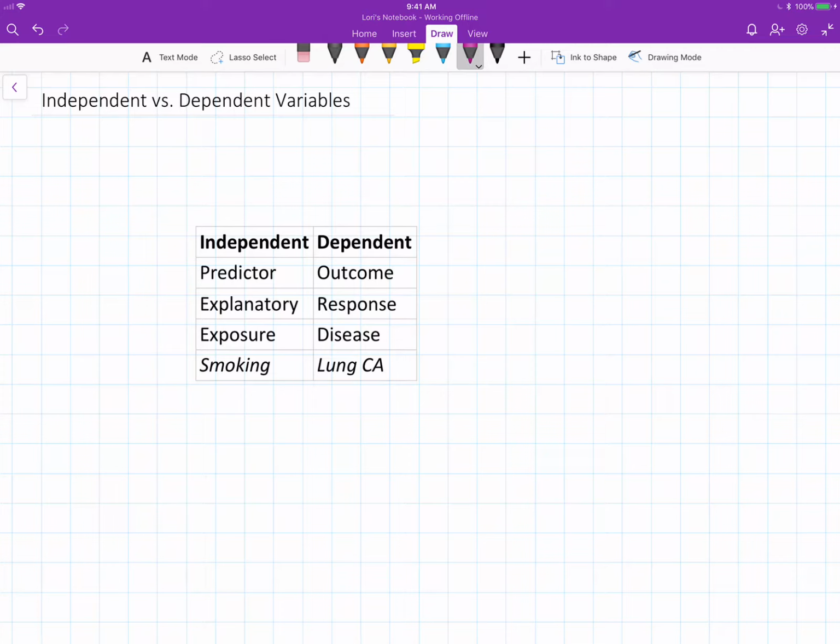And this is one way that students have told me that they remember this. For example, lung cancer is dependent on whether somebody was a smoker. And so the lung cancer, the outcome, that disease, is the dependent variable, and it depends on whether they were a smoker when they were younger or not.